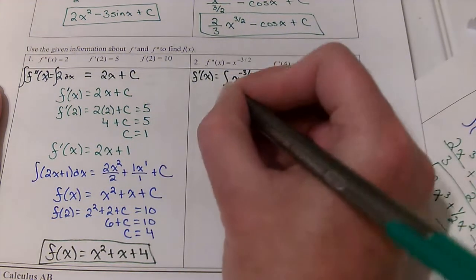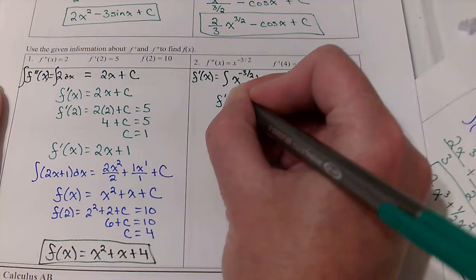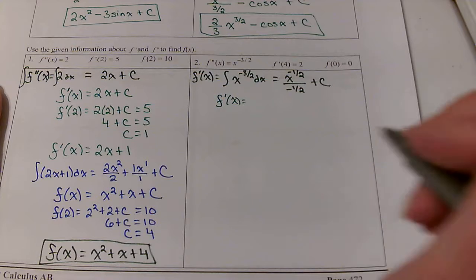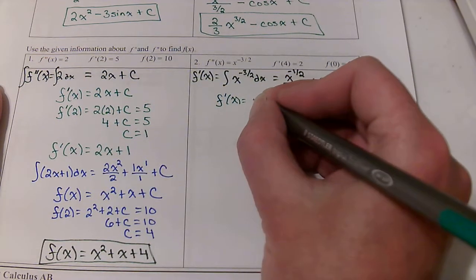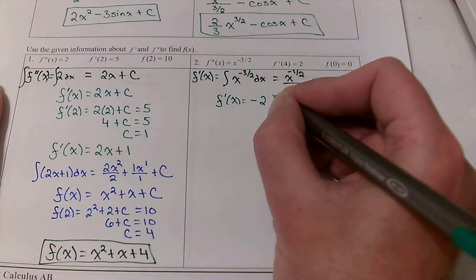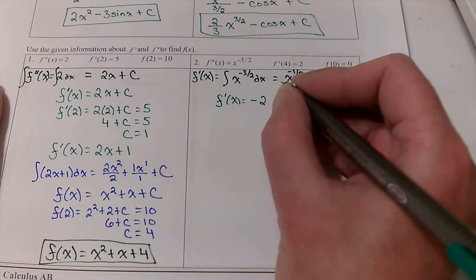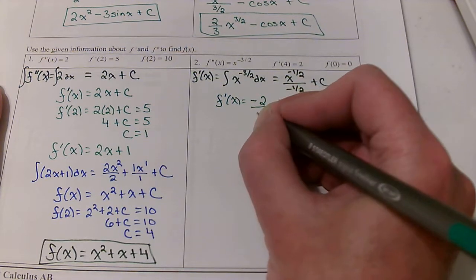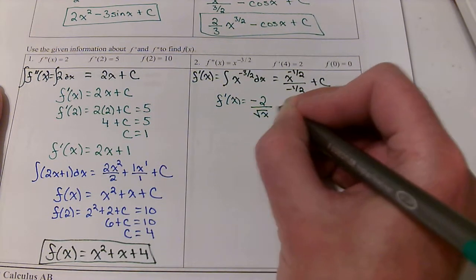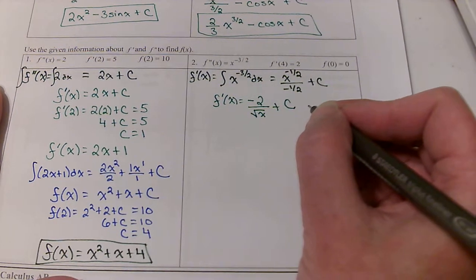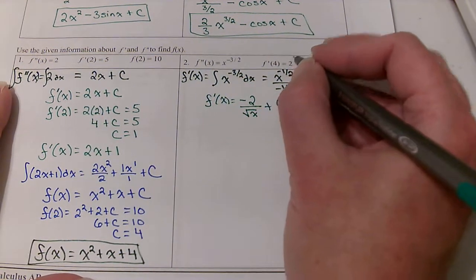So f prime is dividing by negative 1/2, which is the same as multiplying by negative 2. And x to the negative 1/2 would be the same as dividing by the square root of x, plus some constant c.